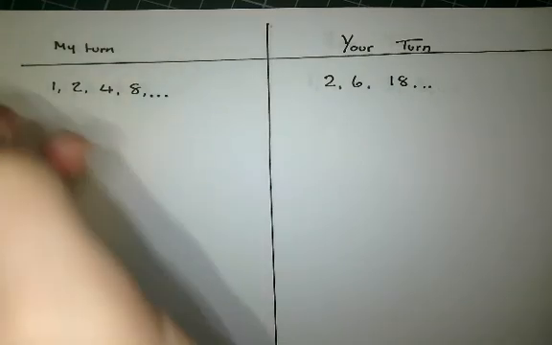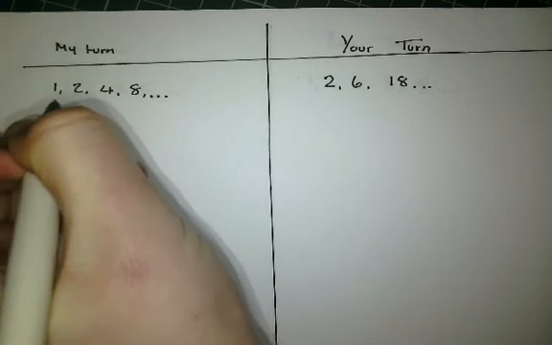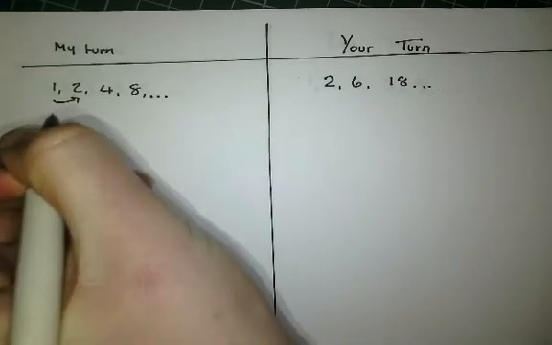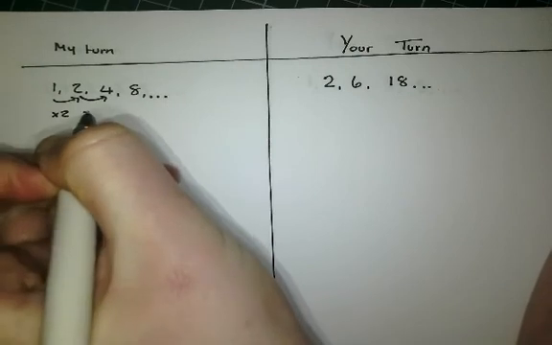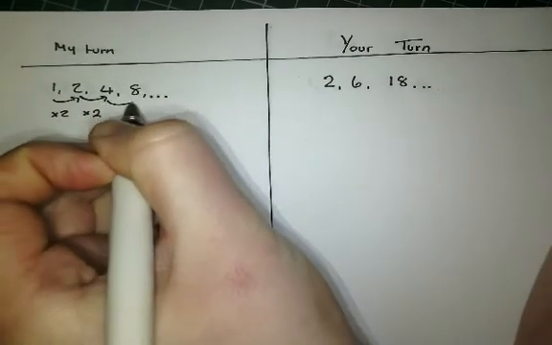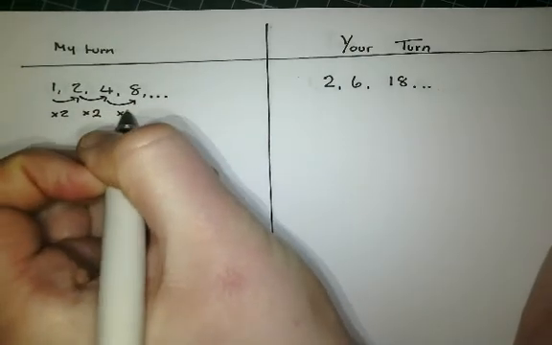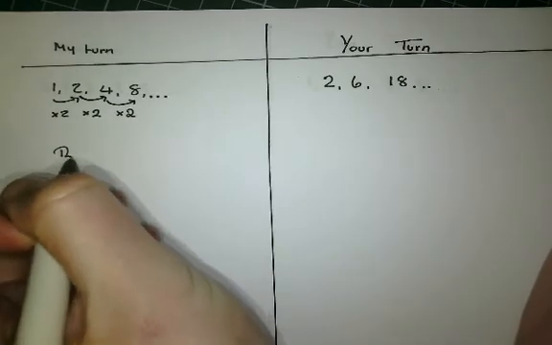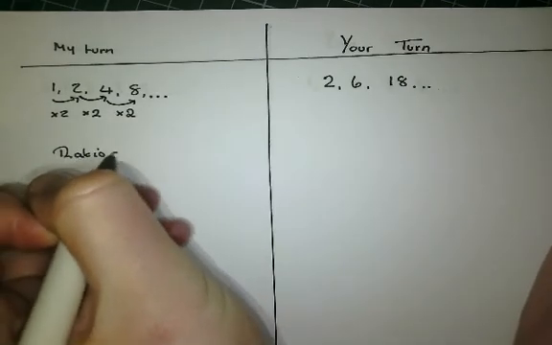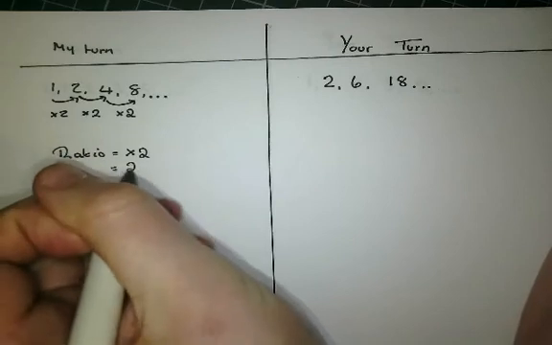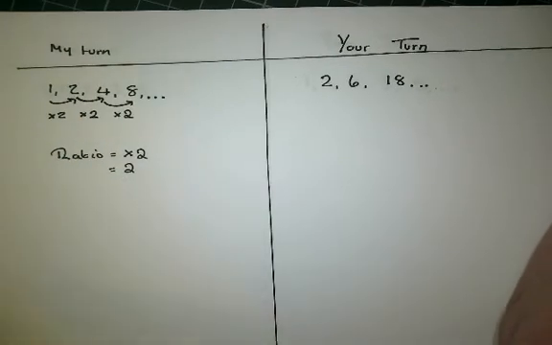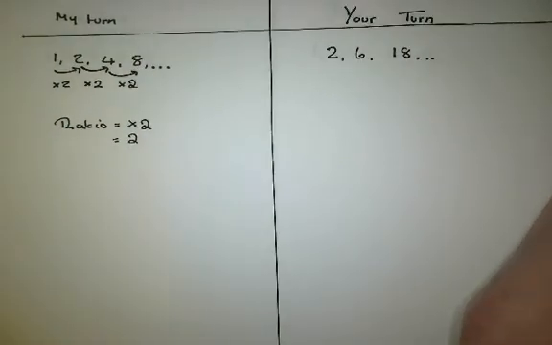To do this, we have a look at our numbers and we say, what have I times 1 by to get to 2? I've times it by 2. What do I times 2 by to get to 4? I times by 2 again. And 4 to get to 8, I times by 2. My ratio is therefore times by 2, or 2. Hegarty Maths will just want the number, it won't want the times sign.